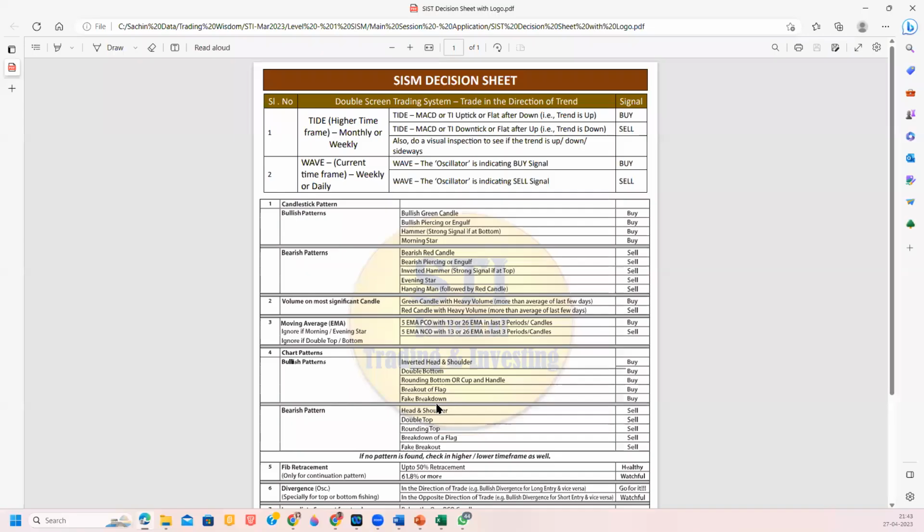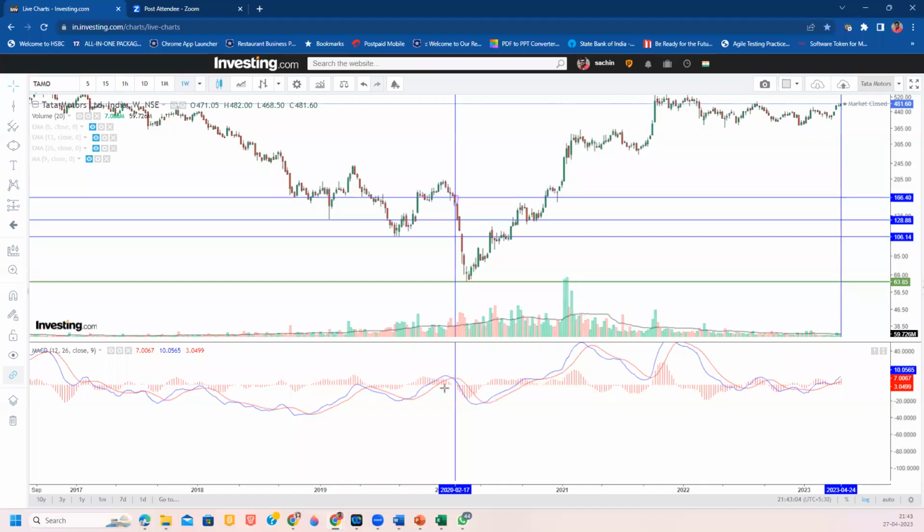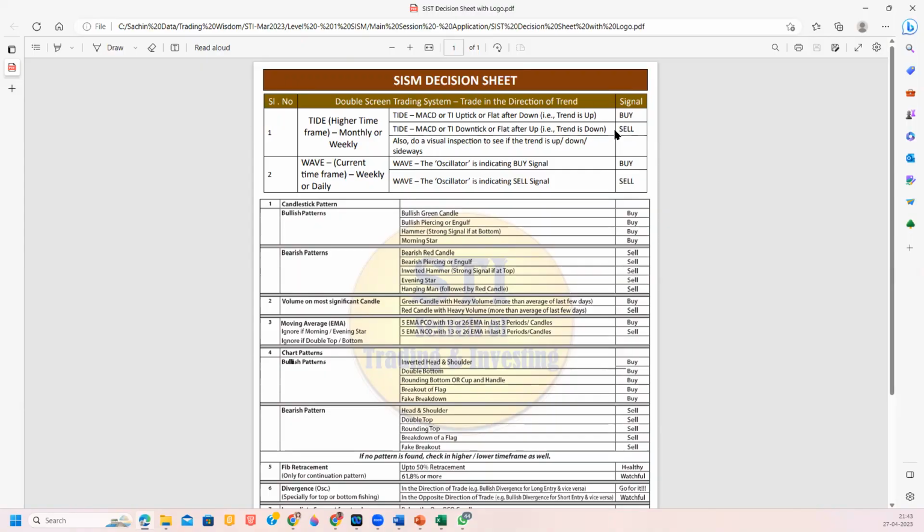As per the decision sheet, if MACD or TI is down tick or flat after up, that means the trend is down. And here it is down tick. It has already crossed the red line, and the direction is towards the down. So as per this decision sheet, this decision point is giving the signal of a sell.